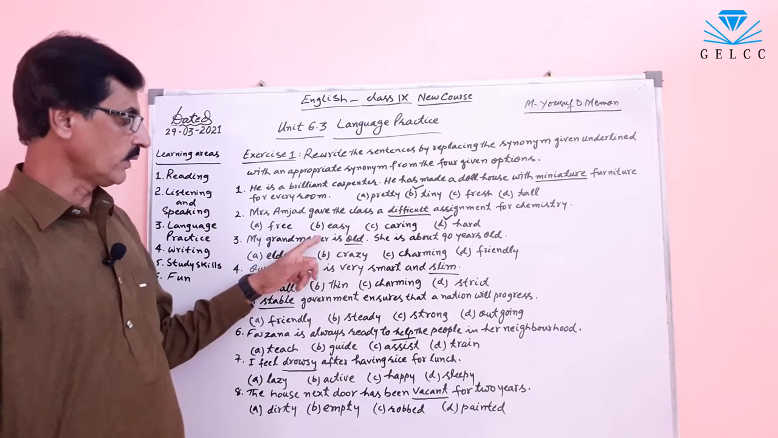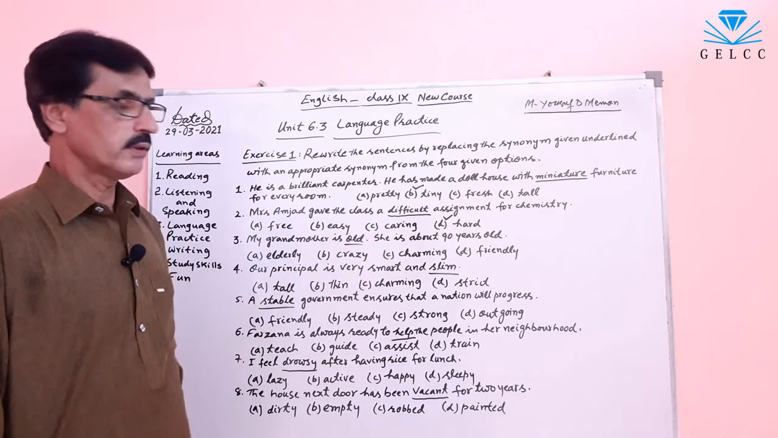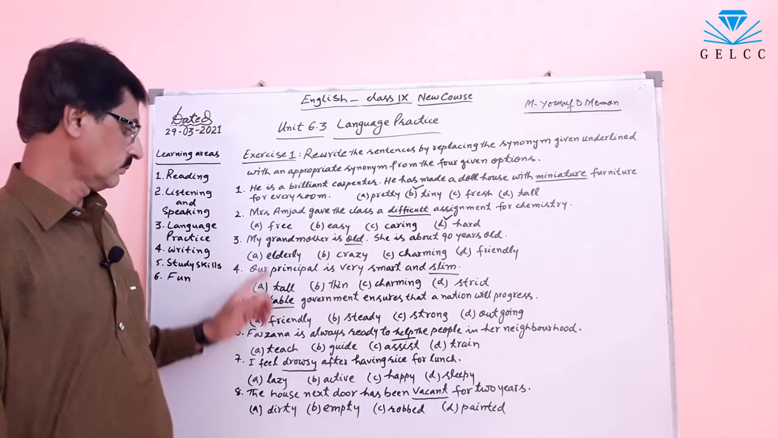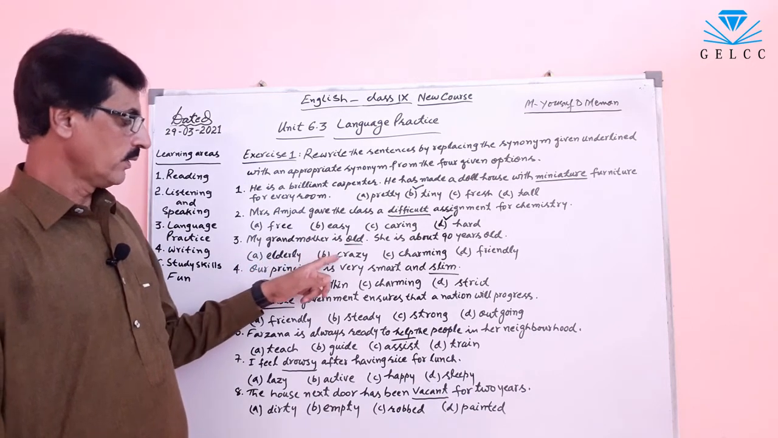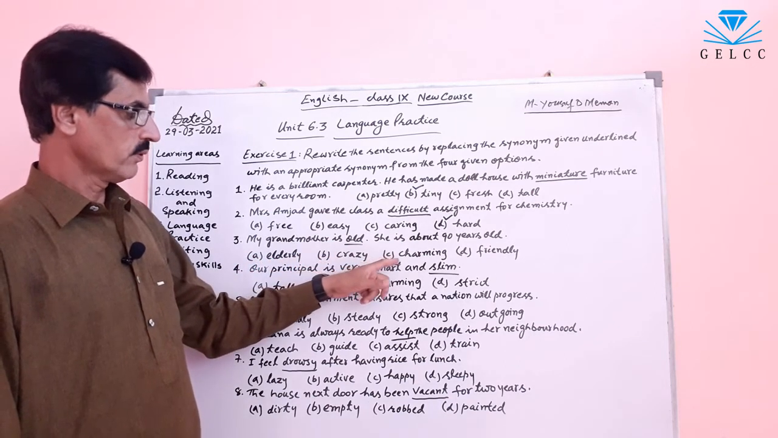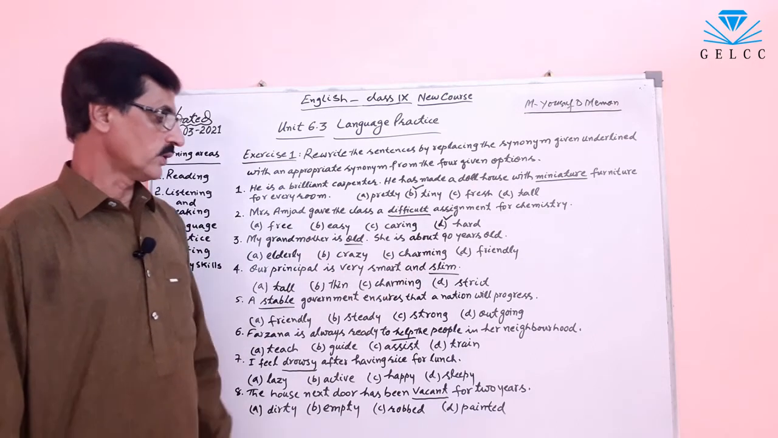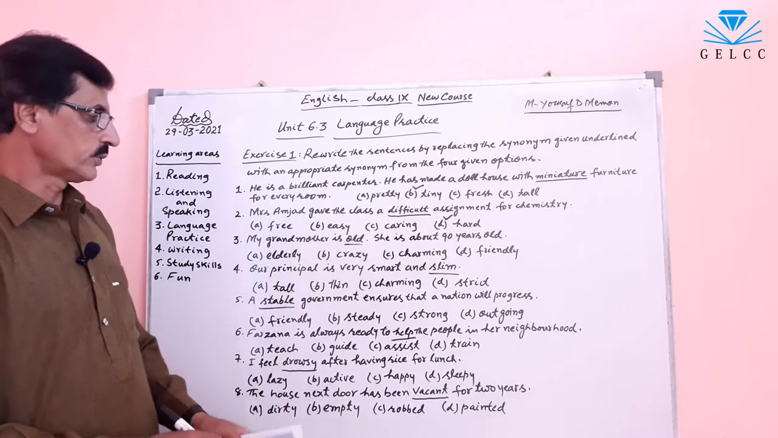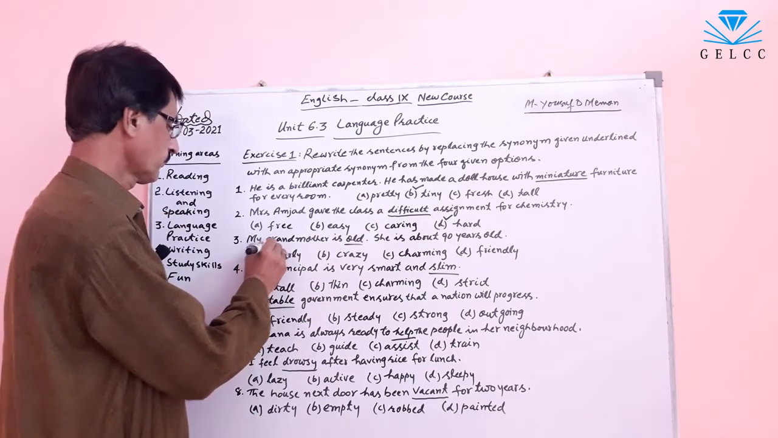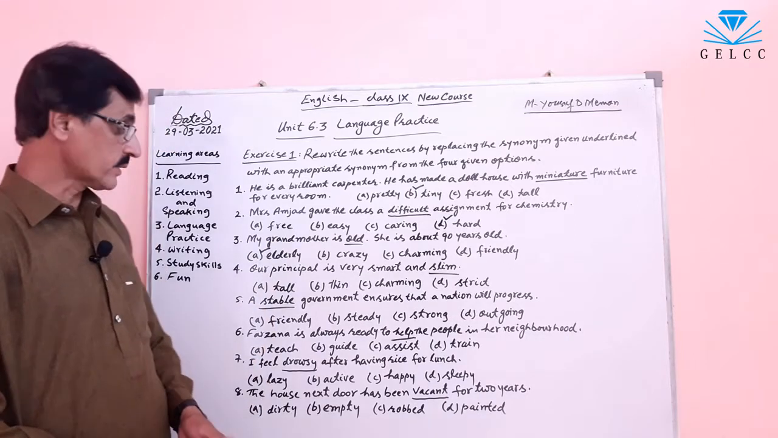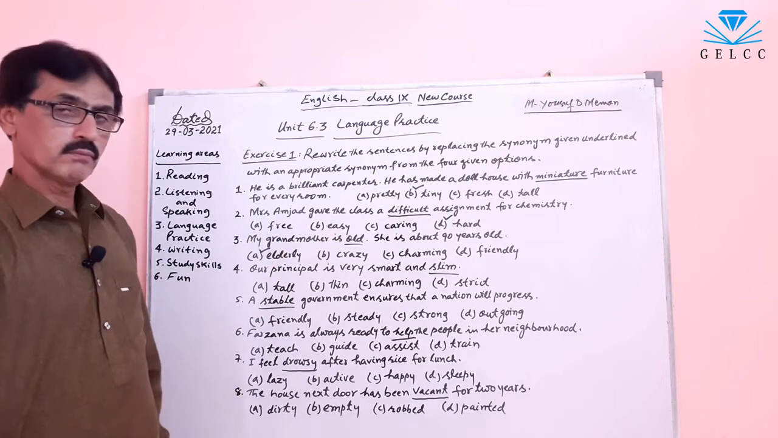Number 3. My grandmother is old. She is about 90 years old. Options are A. Elderly, B. Crazy, C. Charming, D. Friendly. The synonym of the word old is elderly. Option A. You have to write this sentence again, replacing this word by elderly.